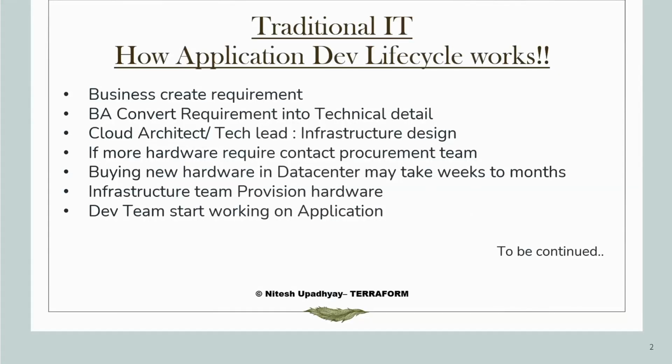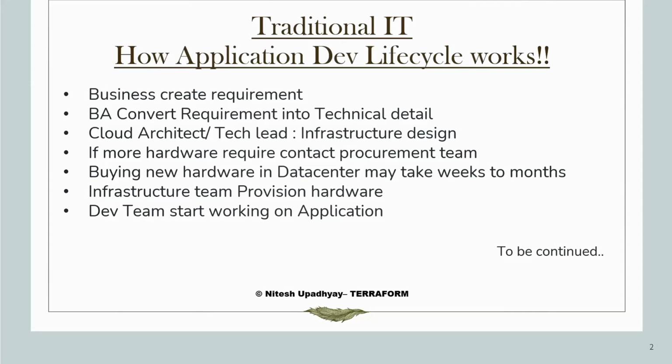Okay, let's start our journey on Terraform by first understanding the flow of the traditional IT workflow and how the application development cycle works in the traditional IT sense. First thing is business always creates a requirement, a very high level requirement. That is, features need to be added in the application. After that the BA, business analyst, comes into the picture, who converts the requirement into high level technical details. Once that is done, then a cloud architect or any senior technical person creates an infrastructure design: what are the resources you require for provisioning inside the cloud or data center.